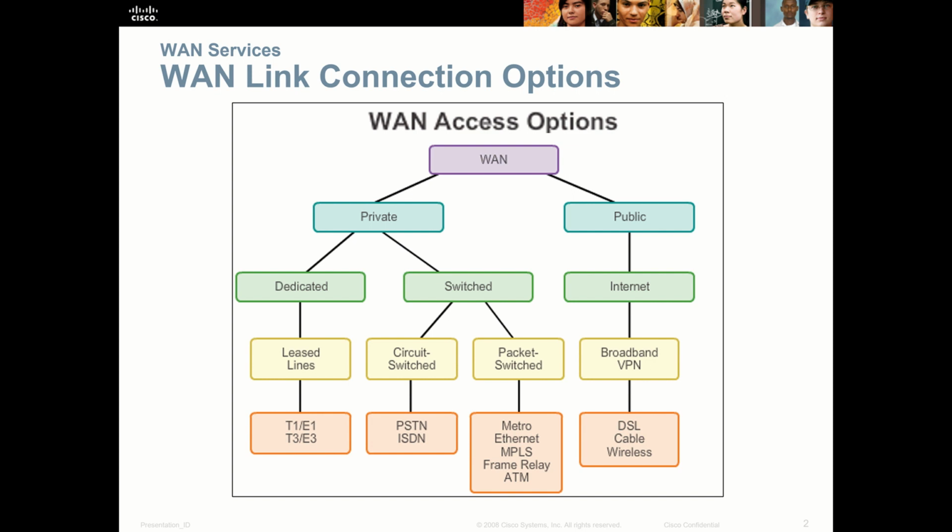Now, under the private one, we have two types, which are dedicated and switched network. Under dedicated, we have leased line, meaning you are renting the line from one point to another. Under switched network, we have circuit switched and also packet switched, which I have explained earlier on. On the public one, we have broadband technology and also VPN, virtual private network, which is implemented over DSL, cable and also wireless connection.